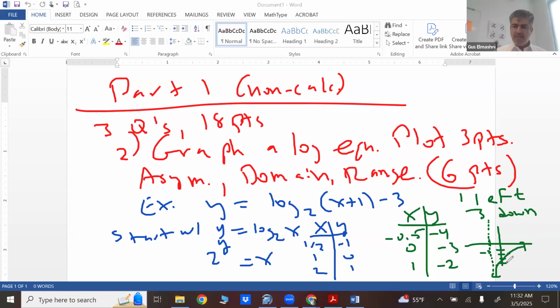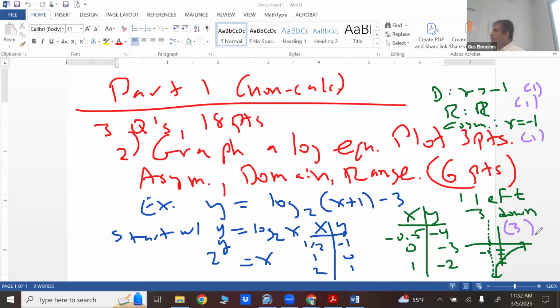Kind of looks like that. Domain is x is greater than negative 1. Range is all real. And your asymptote is at x equals negative 1 because it shifts 1 left. So the way I divvy up the points, I'll do purple. I probably do a point for the domain, a point for the range, a point for the asymptote, and 3 points for your graph. That's how I do it.